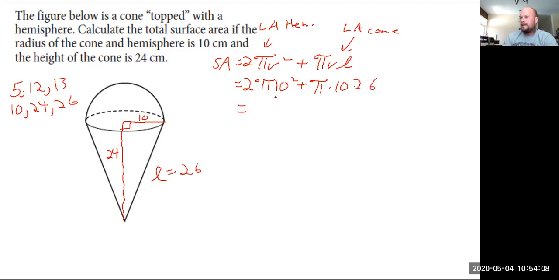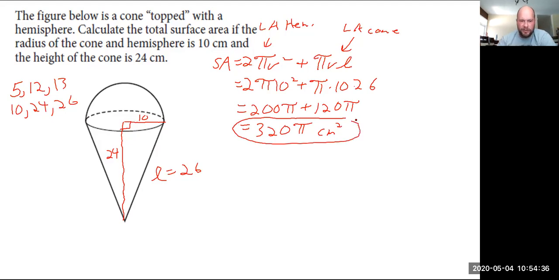So now multiply this out. 10 squared is 100 times 2 is 200. So 200 pi. 2 times 6 is 12. 12 times 10 is 120 pi. Add those two together. That's 320 pi. Now this was all in centimeters, so we can write centimeters squared. And that would be our surface area in terms of pi.